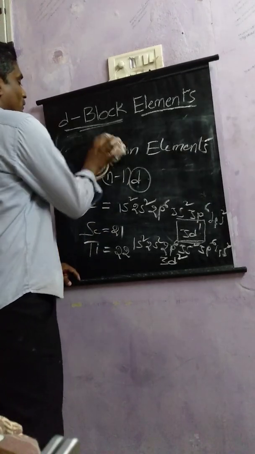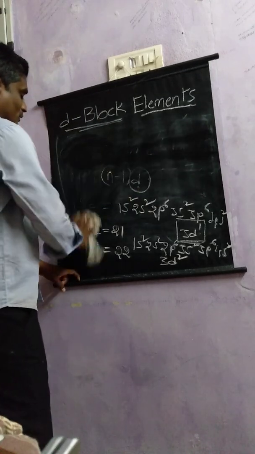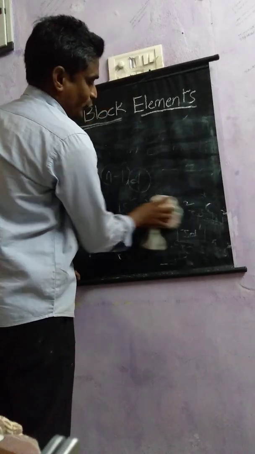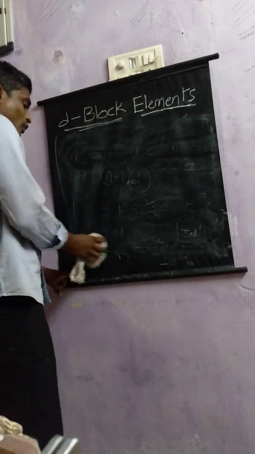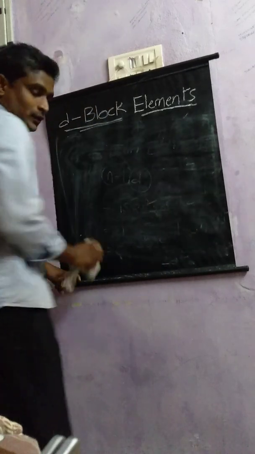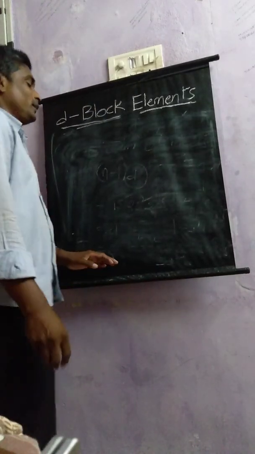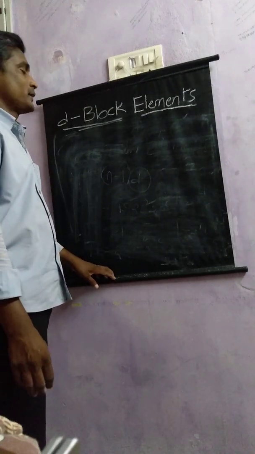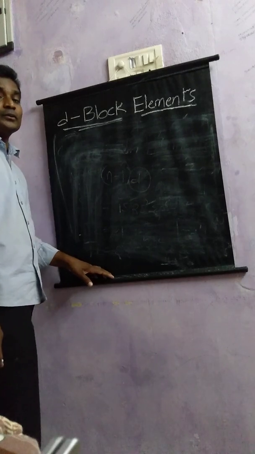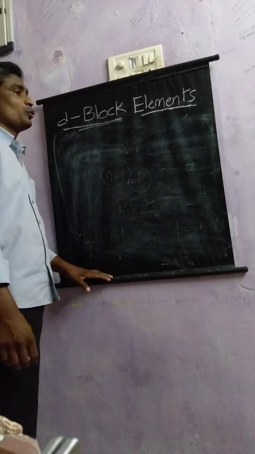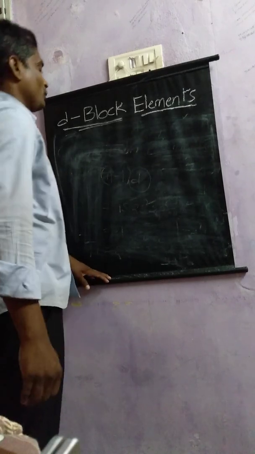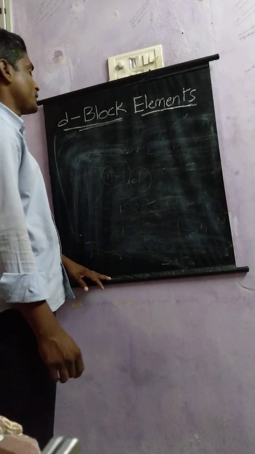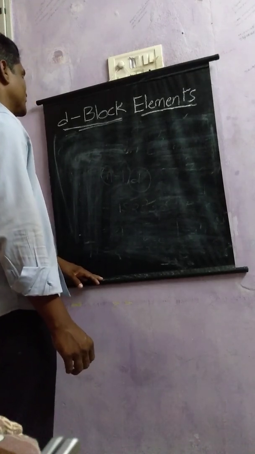So the classification of elements into blocks, the general electronic configuration of d block elements, and why we call d block elements transition elements, all that we have discussed. Coming to the properties of d block elements.